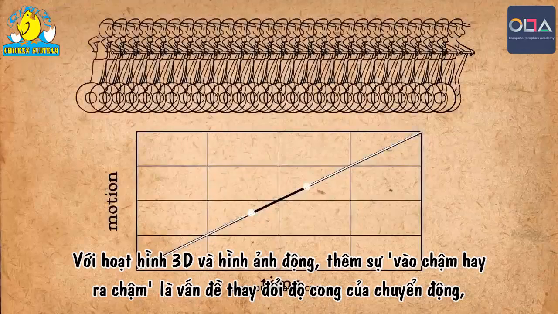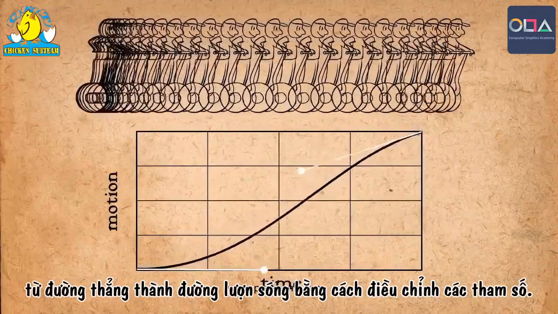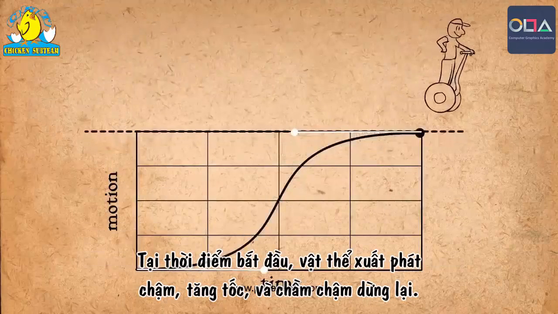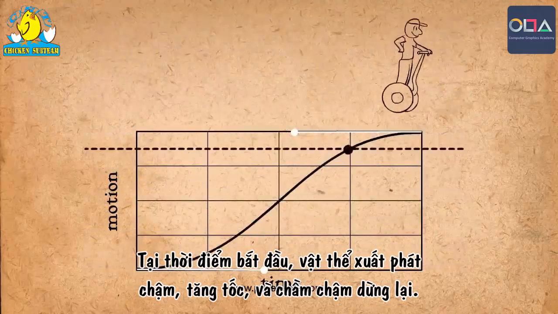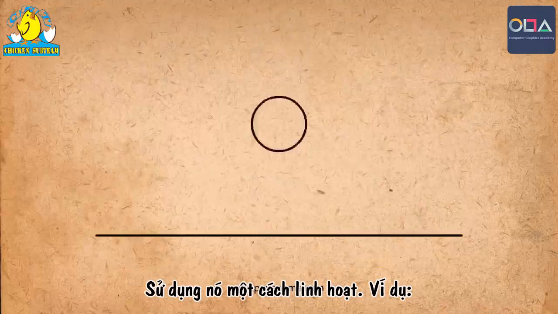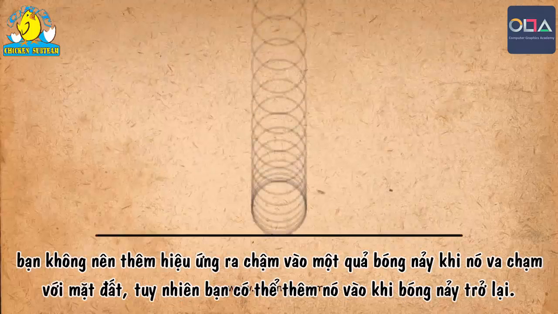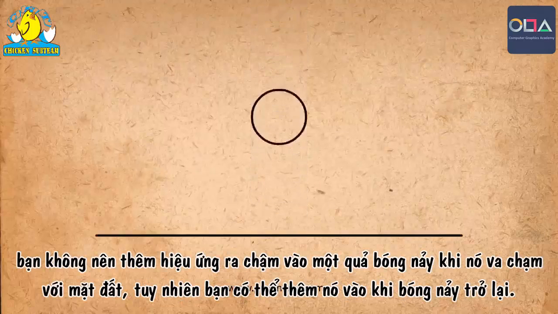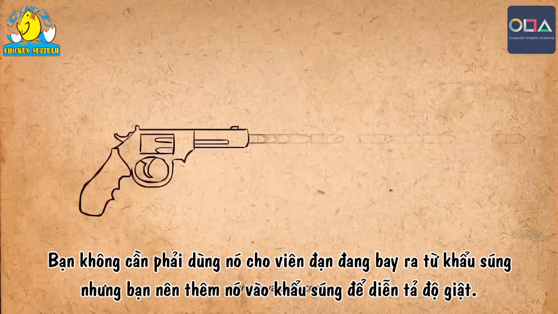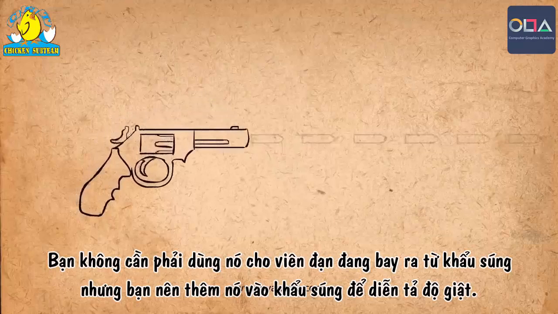With 3D animation and motion graphics, adding slow in and slow out is a matter of changing the motion curves from linear to spline by adjusting the Bezier handles. As time progresses, the object starts slow, gets fast, and ends slowly. Use it wisely. For example, you wouldn't add a slow out to a bouncing ball as it's colliding with the ground, but you would add it as it's bouncing back up. You wouldn't add it to a bullet coming out of a gun, but you would add it as the gun comes up due to whiplash.